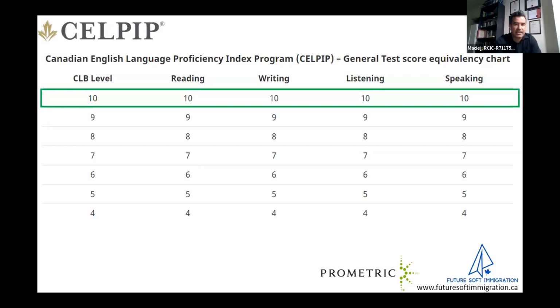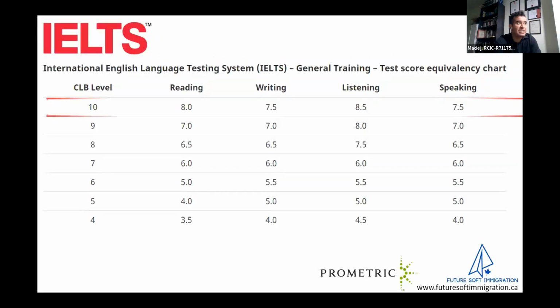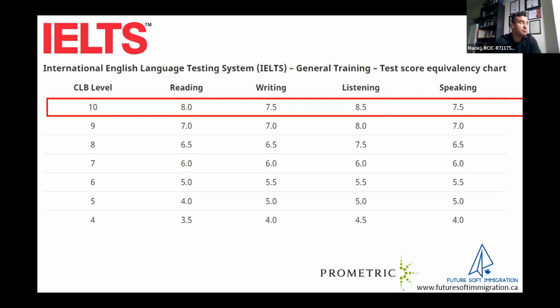Exactly. So in essence, if you're looking for a CLB score, it's so much easier to calculate, because with IELTS, it's very different. For example, a CLB score of 10 is basically IELTS reading 8, writing 7.5, listening 8.5, speaking 7.5. So you have to convert these different scores. It's also difficult to convert the scores if you have different scores among the bands, right? So it's hard to see what your CRS score is going to be, right?